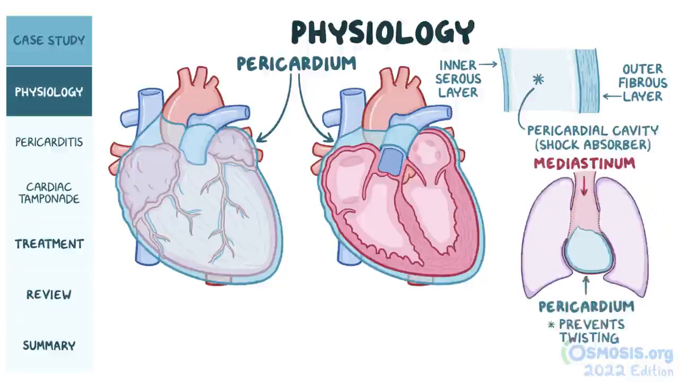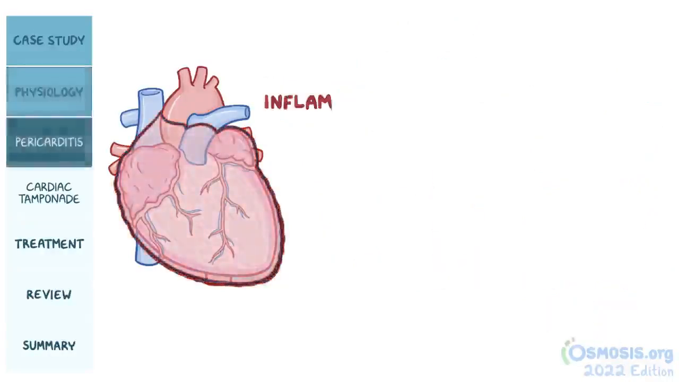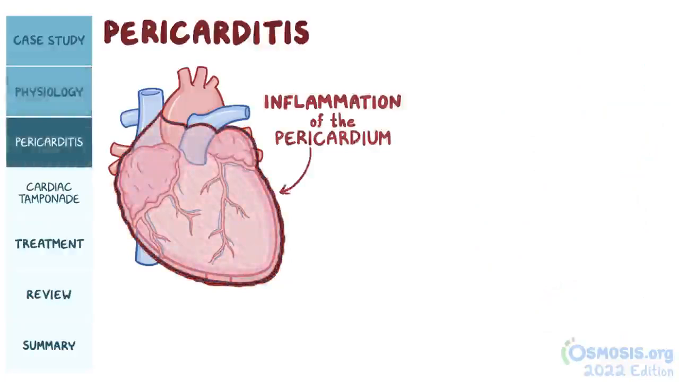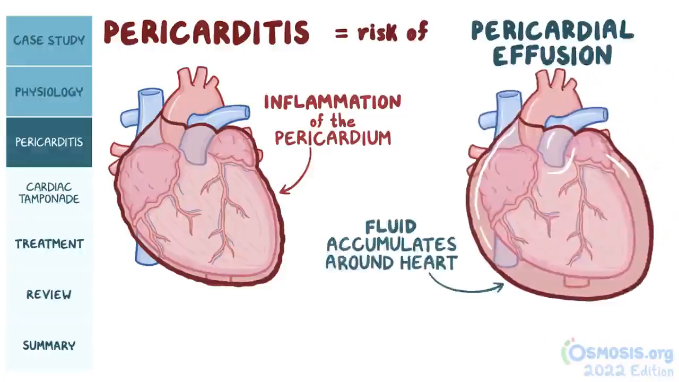The pericardium also fixes the heart to the mediastinum to prevent it from twisting so that the large vessels don't get pinched shut. Now, for pericardial disease, we should start by talking about inflammation in the pericardium, which is called pericarditis. People who develop pericarditis are also at risk of developing a pericardial effusion, where the inflammation causes fluid to accumulate around the heart.